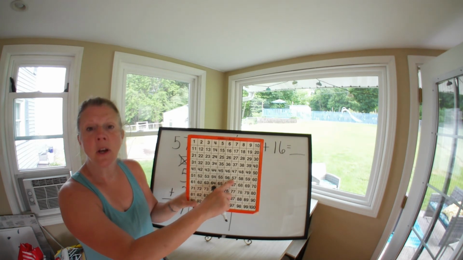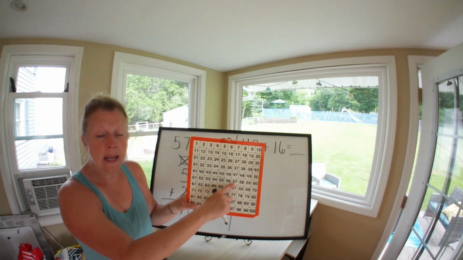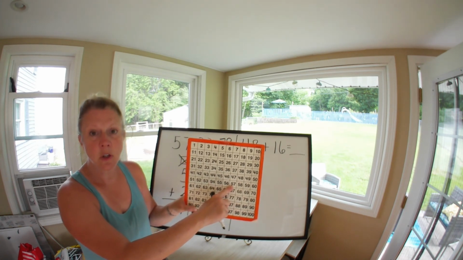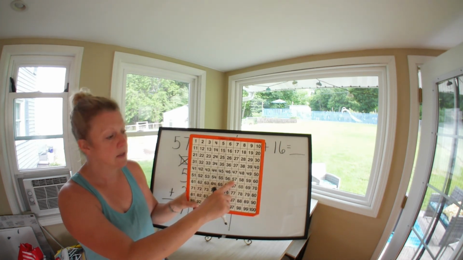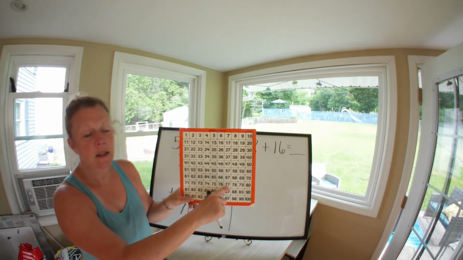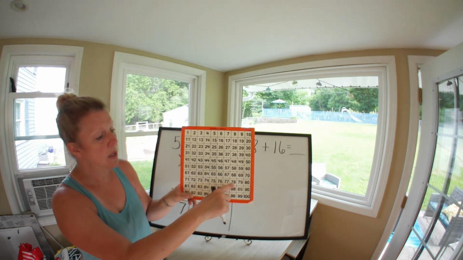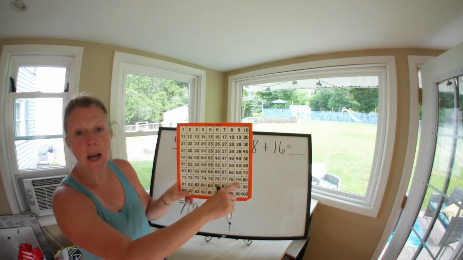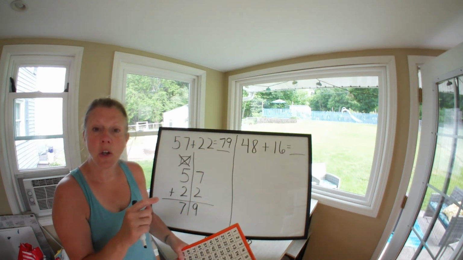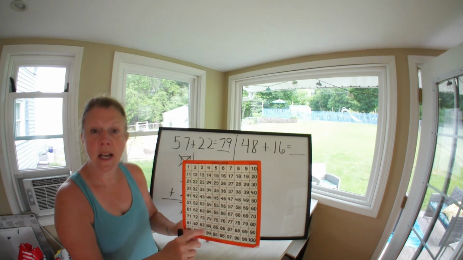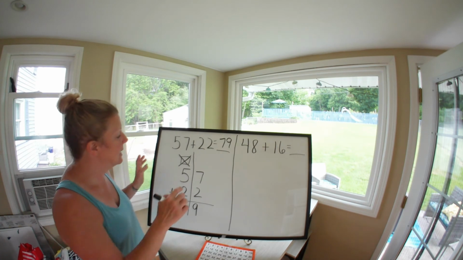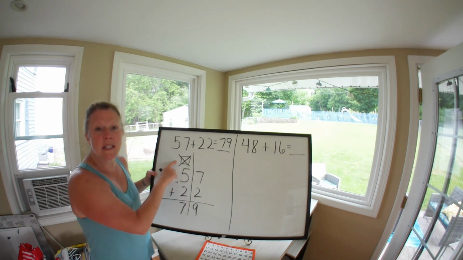Remember, we have to jump down because we're adding, or across because we're adding. But how many do we jump down? We have 22. So we have 2 tens. So watch this. We're going to go 10, 20. Now we have to go forward too. 21, 22. I came up with 79 just like I did here. So you can use the hundreds chart to help you solve hard problems like this.